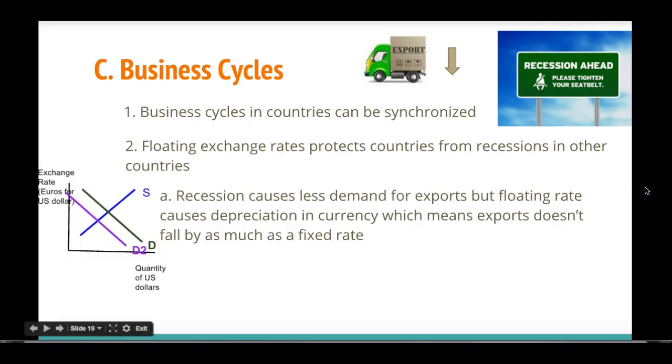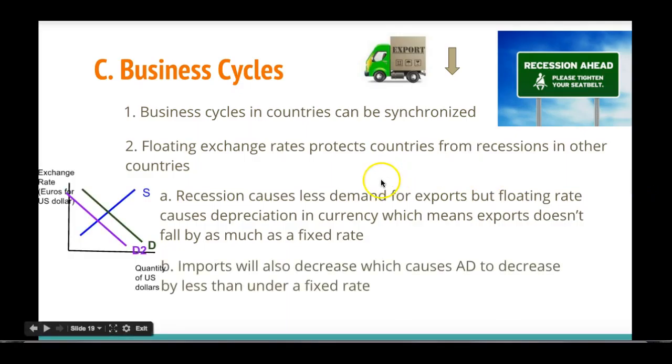Okay, so we have that left shift in demand, and so it's going to drop the exchange rate. Because it's depreciated, then what happens is that more people will be interested in our exports. Imports will also decrease, because if it's going to decrease the value of our currency, everything else looks more expensive, so we don't need as many imports. So imports will decrease, which causes aggregate demand to decrease by less than under a fixed rate. Under a fixed rate, things would be much more extreme.